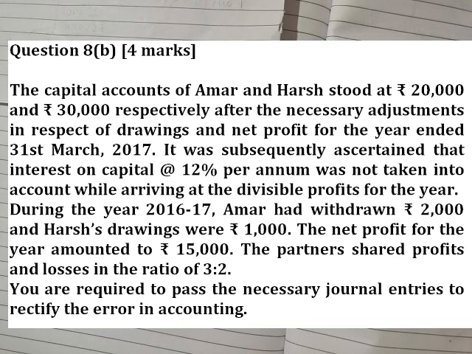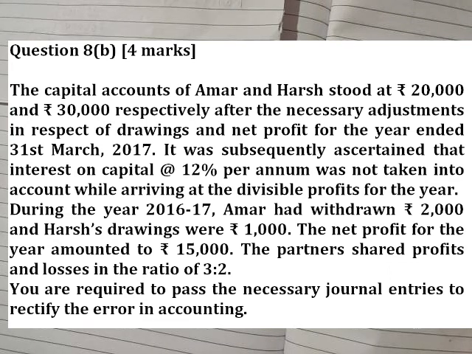This question was asked in the exam for 4 marks. It is given that after adjusting for the drawings and net profit for the year, the capital account balances of Amar and Harsh were 20,000 rupees and 30,000 respectively. However, it was subsequently ascertained that interest on capital at the rate of 12% per annum was not taken into account while arriving at the divisible profit for the year.